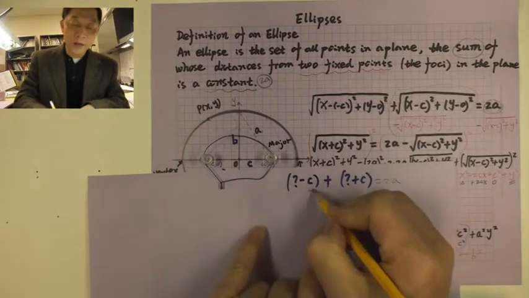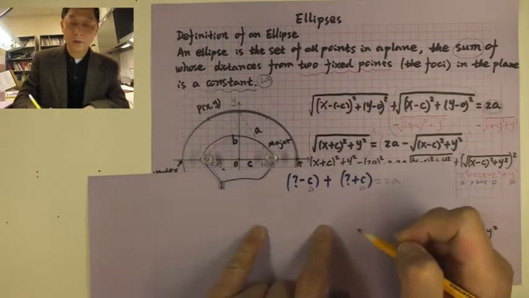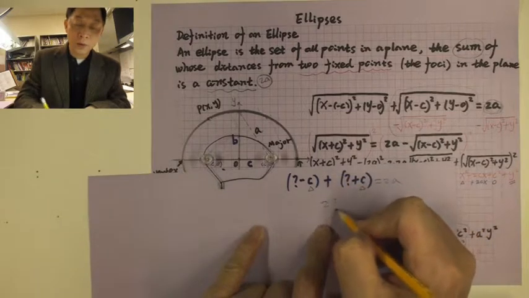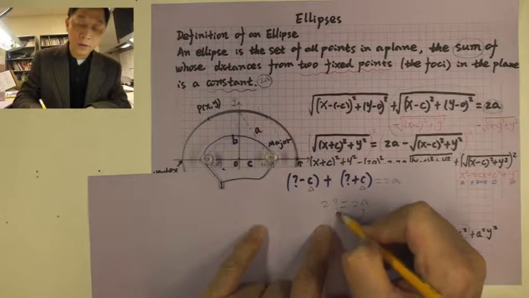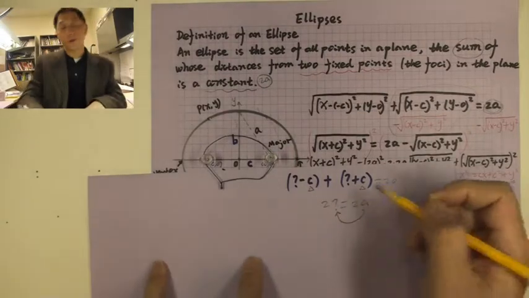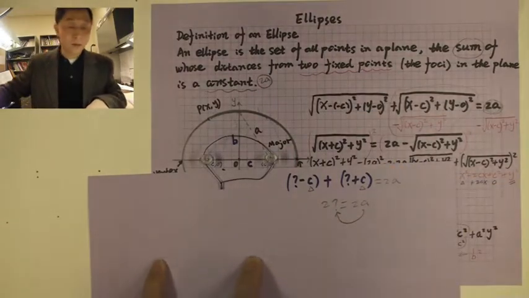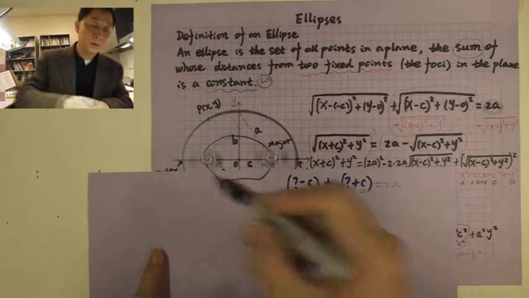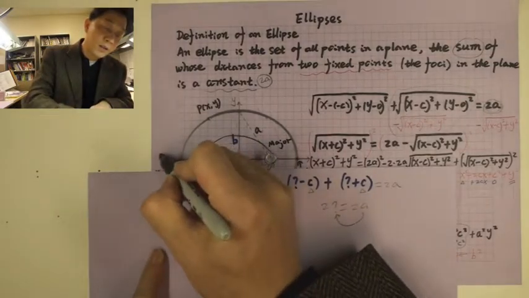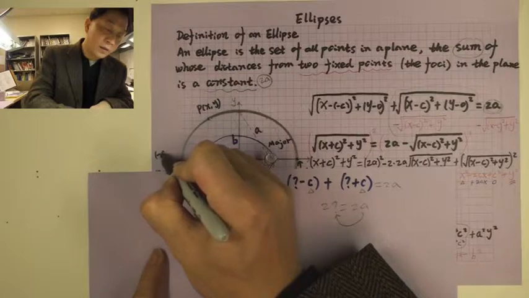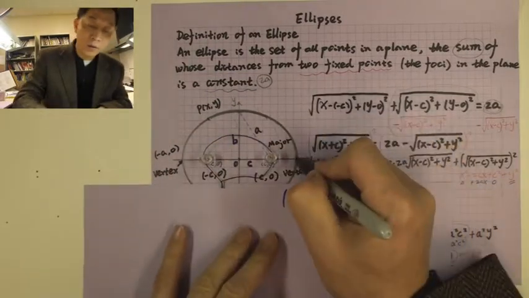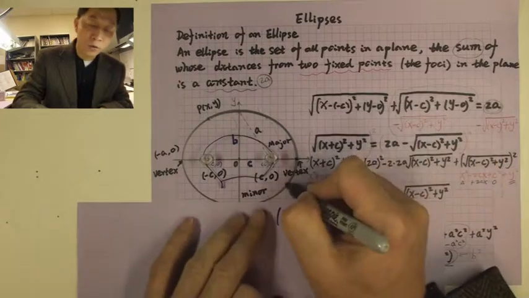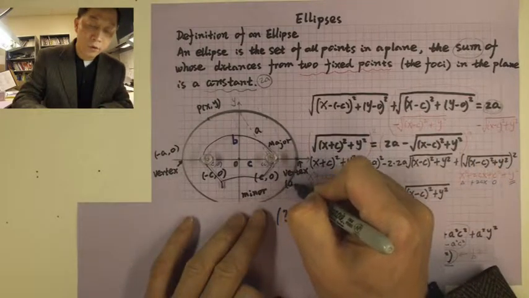But you know, positive and negative cancel each other. So there you have 2 times question mark equals 2a. So question mark has to be a. So what I meant was what? Here this vertex should be negative a, 0. And this one is the same thing, should be a, 0.